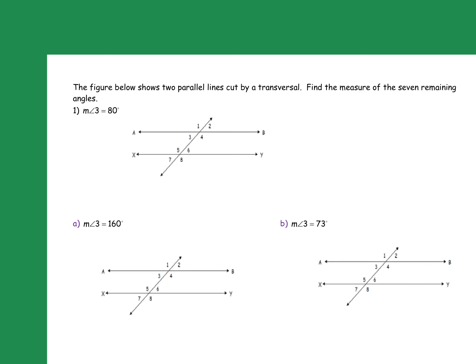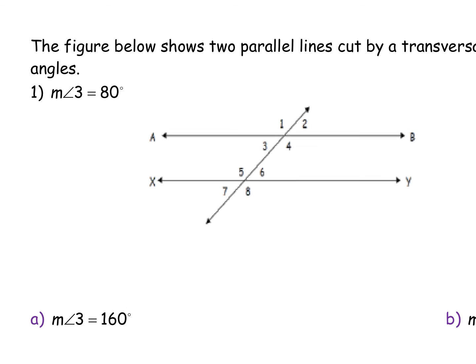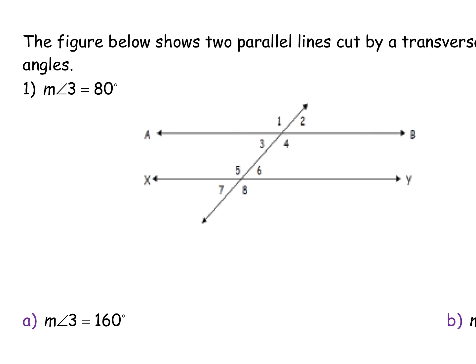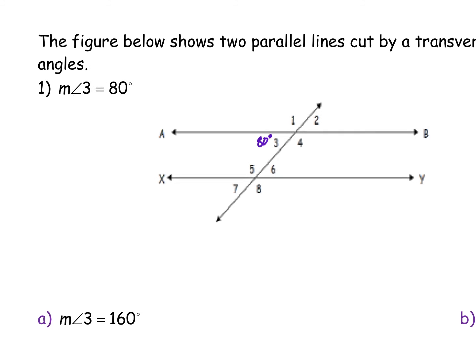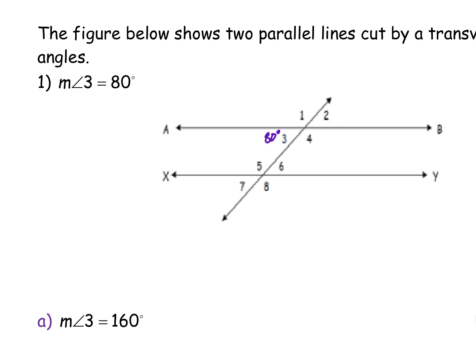So here we go. I'm going to blow this up big. Okay, so angle 3 equals 80 degrees. And I'm just going to write it right here. 80 degrees is angle 3. Awesome. So can you guys tell me what other angle, or angles I should say, equals 80 degrees?